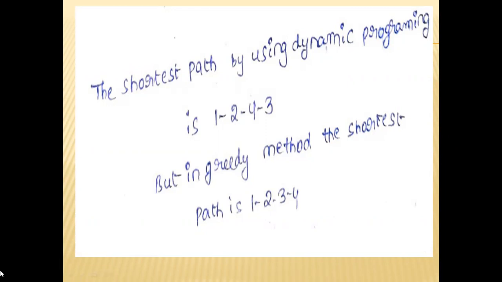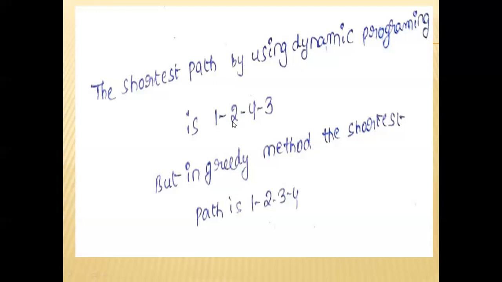So in decision sequences, the single decision sequence is not correct for all solutions. The single decision sequence does not find the optimal. So to find the optimal solution, you consider all the decision sequences. That is dynamic programming. In dynamic programming, you must consider all the decision sequences, not only a single decision sequence. Only in the greedy method do you consider a single decision sequence. It cannot give the optimal solution, because in dynamic programming the shortest path 1 to 2, 2 to 4, 4 to 3 is 29.